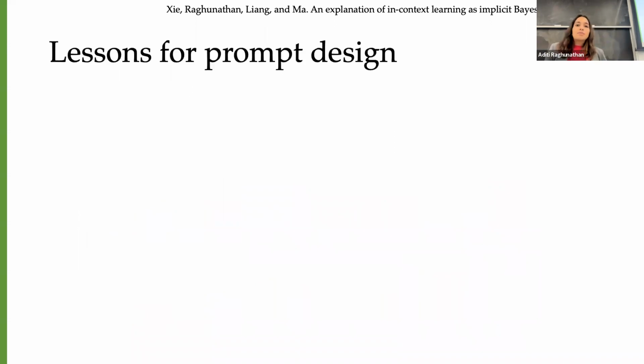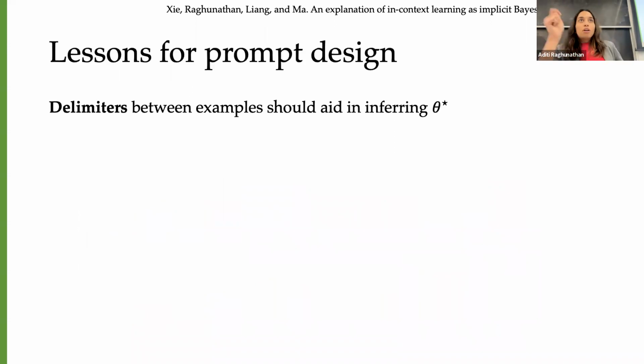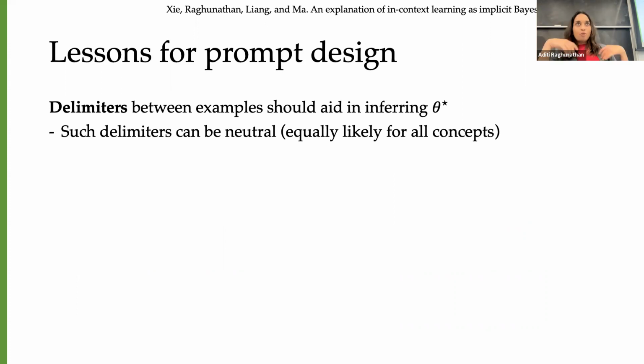Okay, so what other lessons can we take for prompt designing from this? What was the role of delimiters? The delimiters are ways that we put in to separate one example from the other. That's basically to break up what would have otherwise been a long sequence generated by the language model. Now, the delimiters can be neutral. Recall that all we want is that the model should think that the right task is most likely given the prompt. It doesn't have to be very high probability, it just has to be most likely. So the delimiters can be neutral, which means they're equally likely for all concepts, so they don't tilt your model one way or the other. And that is fine. Most often delimiters are used as neutral, for example, escape characters.